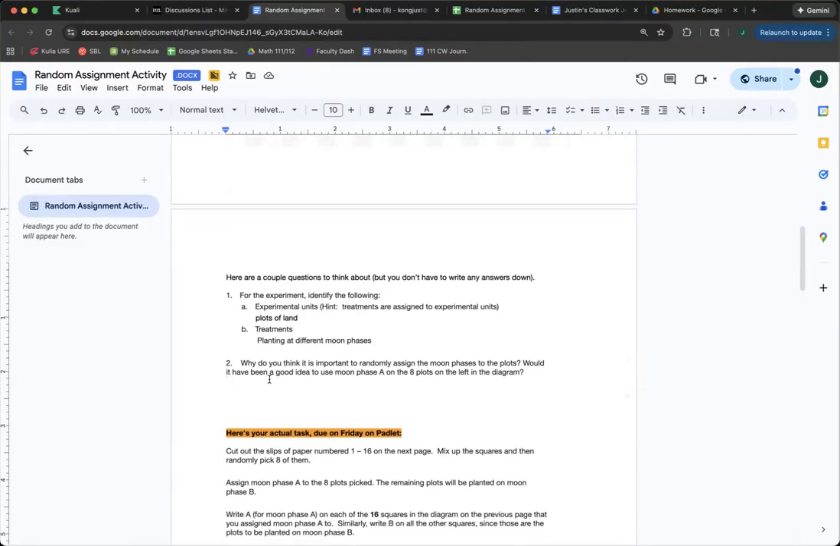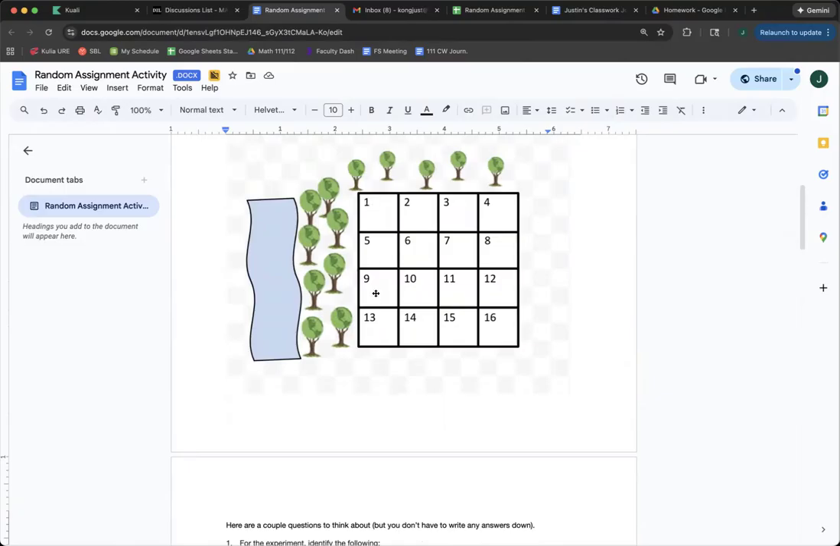Okay, so question two: why do you think it's important to randomly assign moon phases to the plots? And would it have been a good idea to use moon phase A on the eight plots on the left? So let's say I put all my A's on the left. That would not be random, right? That would be some kind of very systematic way. Why is that not a good idea?